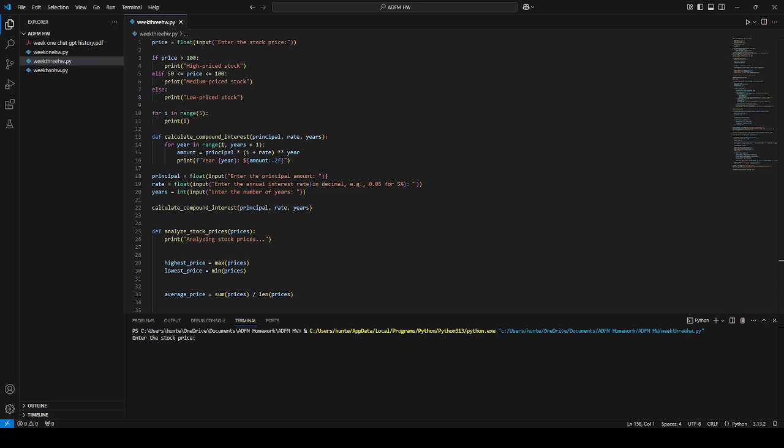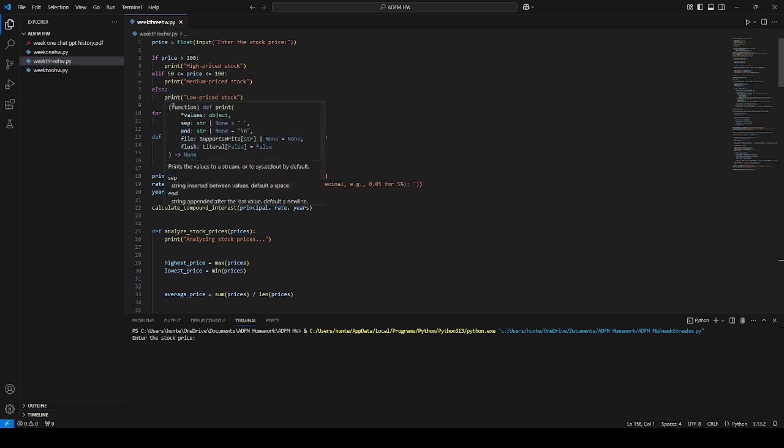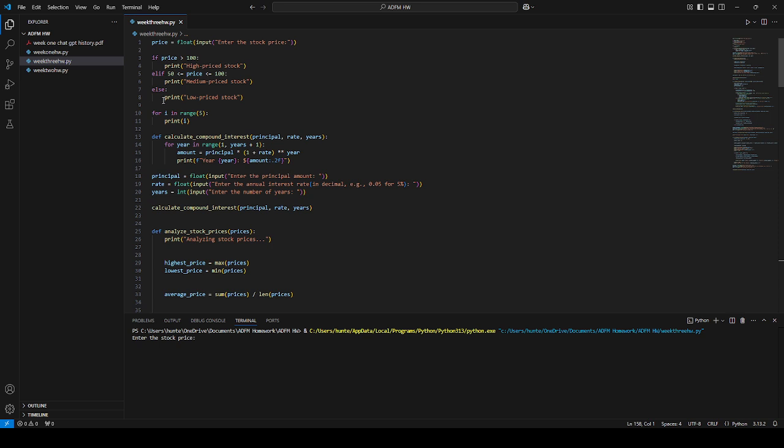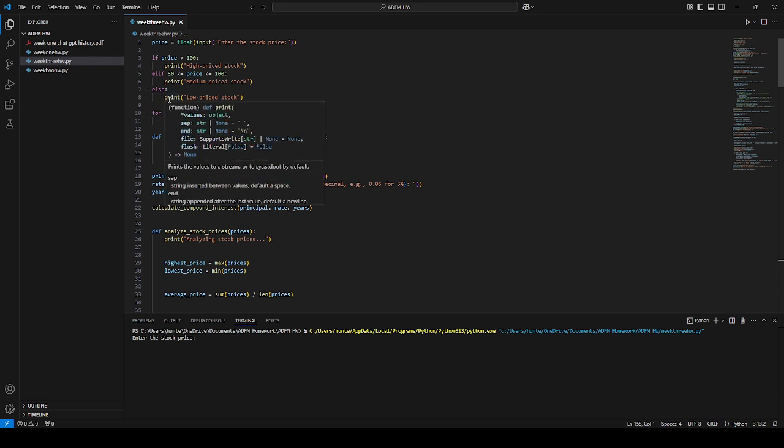Starting out, this is the first program that I wrote, just lines 1 through 8. The task was to write a program that takes a stock price as input. If the price is greater than 100, it should print high priced stock. If the price is between 50 and 100, it should print medium price stock. And if the price is less than 50, it should print low price stock.